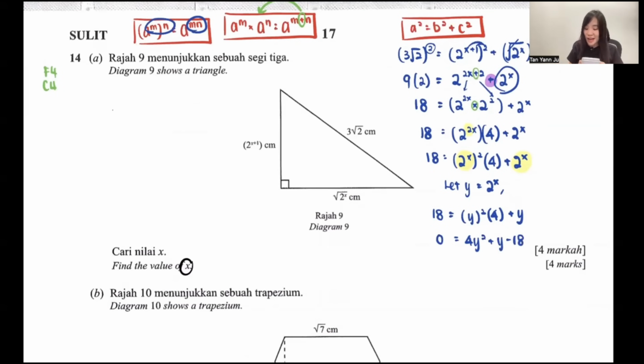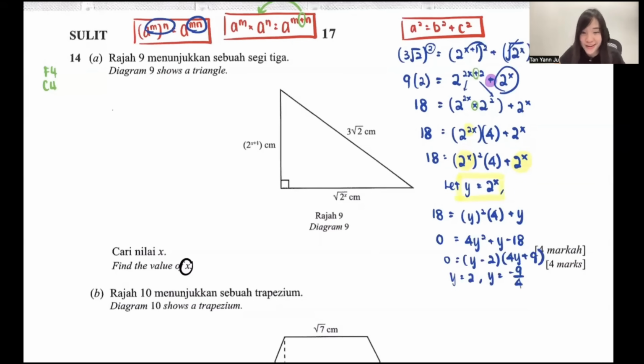Okay, my dear, now you can press the calculator. Practice makes perfect, guys. Just keep practicing, my dear. Don't tell me, wow, teacher, how will I know? You do a lot, you will know. If you didn't do a lot, of course you don't know. So, my dear, see, y equals 2, y equals negative 9 over 4. And remember, the y represents 2 power x.